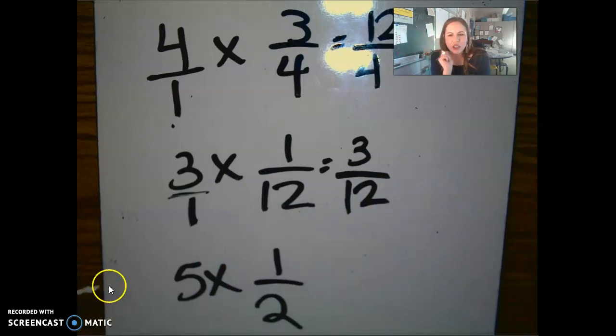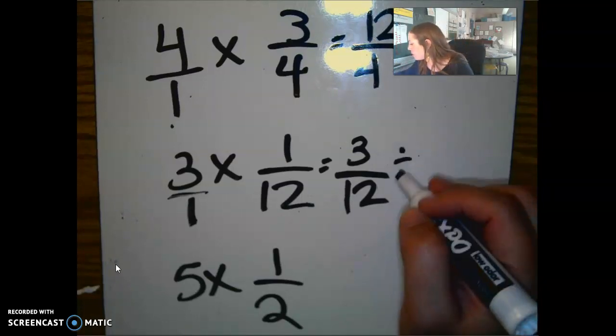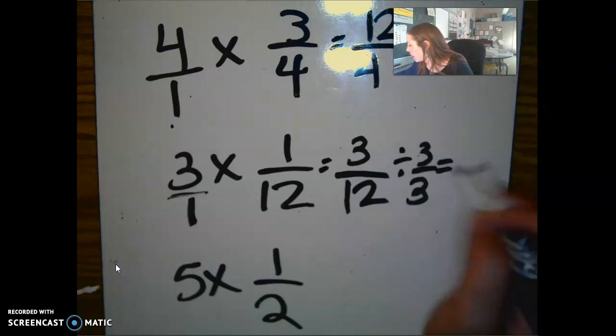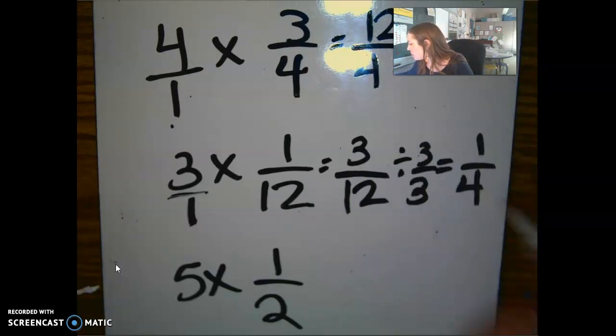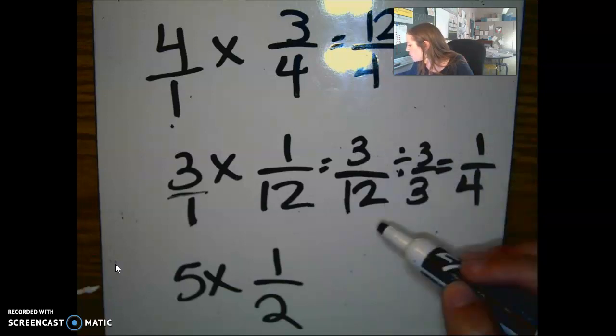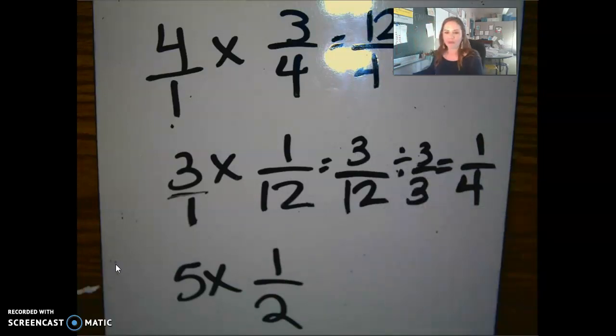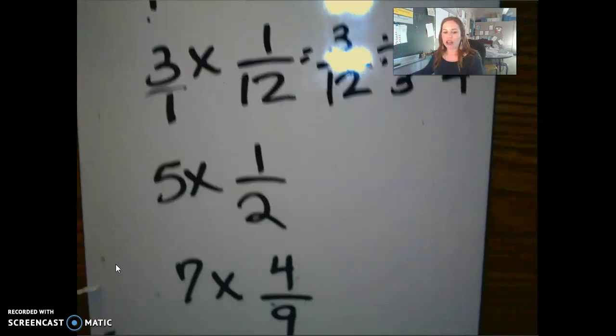Well, why is that answer not an answer choice? It's because we can simplify. Go back to your simplification tips that I gave you on Tuesday. How can we simplify this? Can the top number go into the bottom number? Yes, it can. So we divide by the top number and we get 1 over 4. 3 divided by 3 is 1. 12 divided by 3 is 4. Okay, let's see if we can move on.